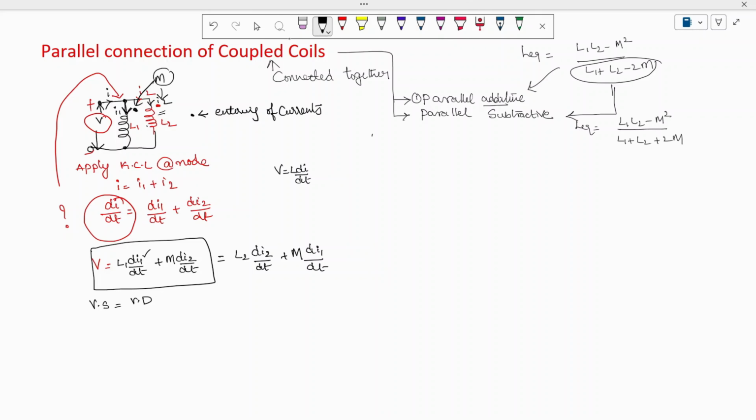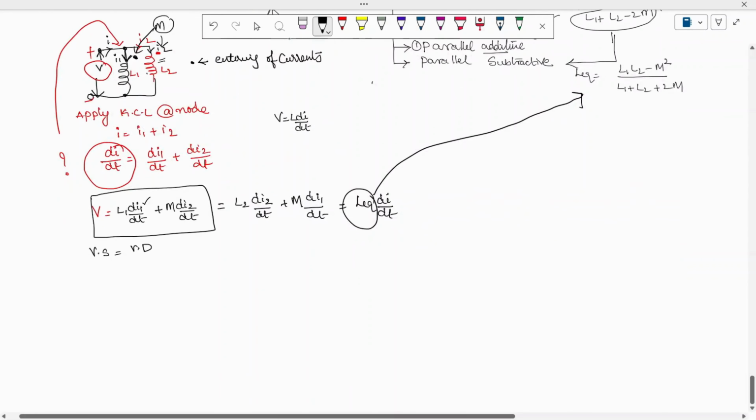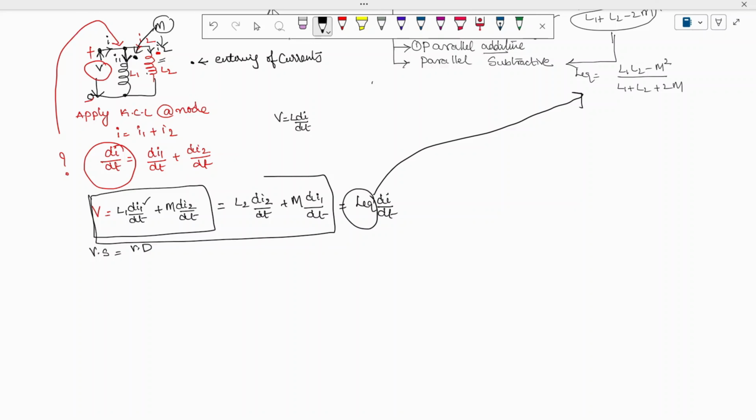So now on our average both are the same, and this V is also equal to L equivalent di by dt. So we want to find out our answer, which is L equivalent. This is the value we need to find out. So for this we have two equations. Now let's try to inter-substitute each equation. So let us consider only these two equations now.